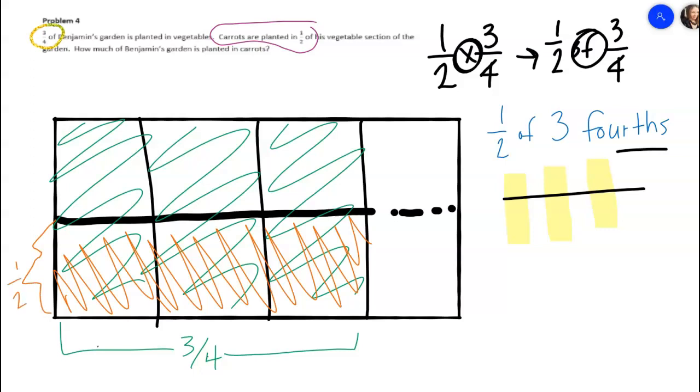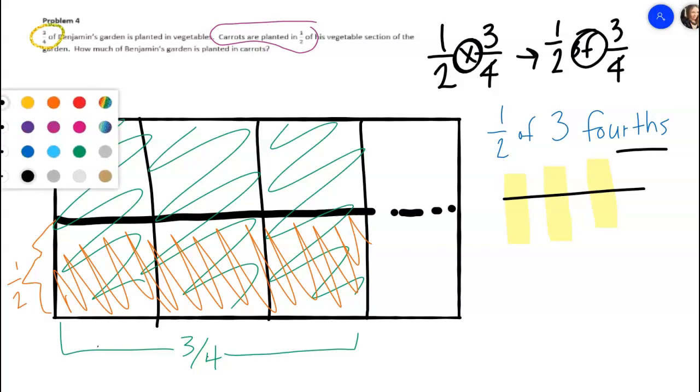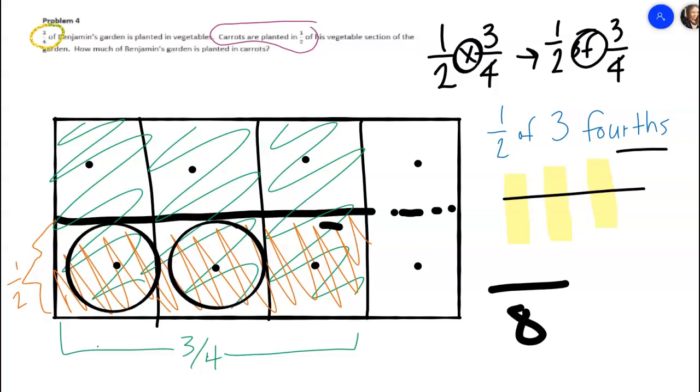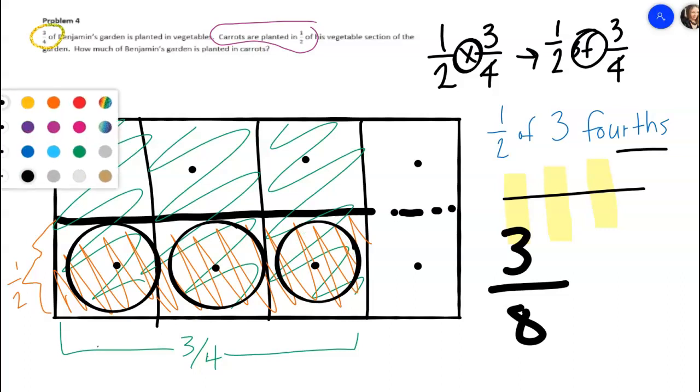so that's 1/2 are carrots. And in order to figure out how many he has total, we're gonna go ahead and count how many parts he has. He has 1, 2, 3, 4, 5, 6, 7, 8 equal parts. How many are double shaded? 1, 2, 3. As we said prior, 3/8 of his garden are planted in carrots.